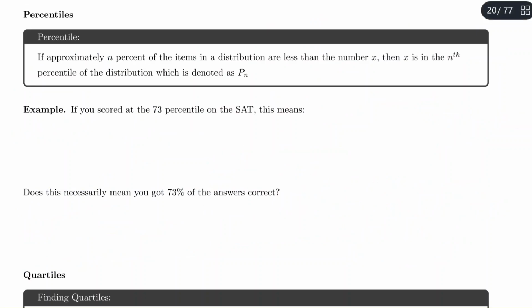Percentiles. Percentile means if approximately n% of the items in a distribution are less than number x, then x is the nth percentile of the distribution, which is denoted by P of n. And we usually write a number here. So let me explain this with a number.